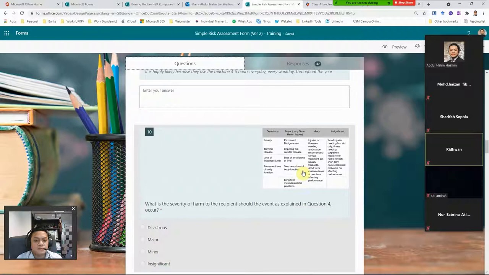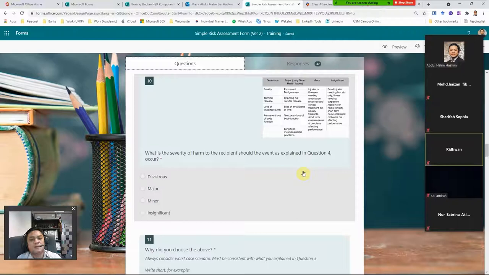And then question 10 looks at the severity of harm should that happen. So what is the worst case scenario? And I've given you a guide. For example, worst case scenario, when you use a meat cutting machine, your finger will be cut off. So you look at this finger cut off. Is it insignificant? Is it minor? Is it major? Is it disastrous? If a finger is cut off by contact with the meat cutting machine, that is loss of an important limb. A finger is a very important limb because you use it to work. So it's disastrous. So you choose disastrous.